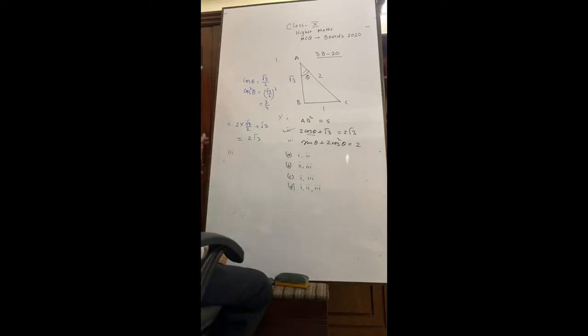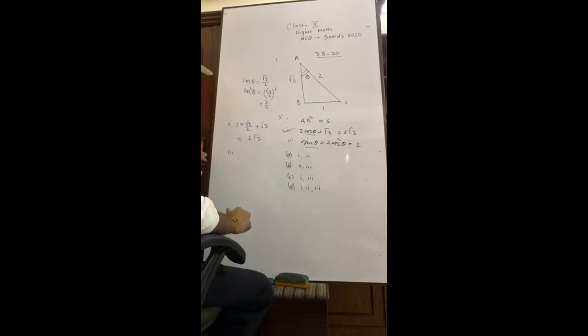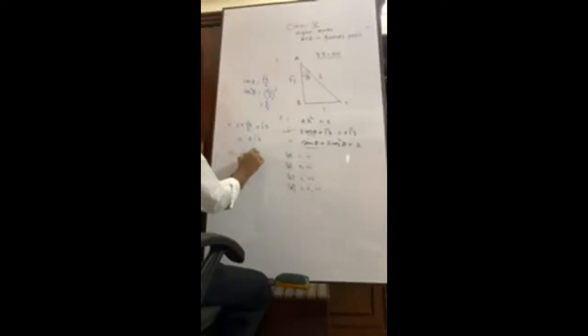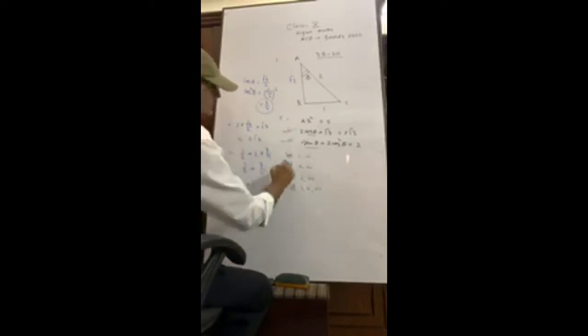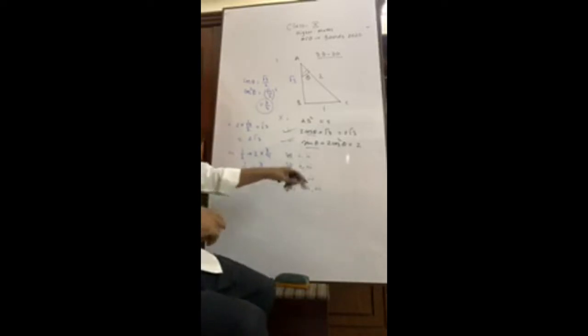Sin theta plus 2 cos square theta. Sin theta means perpendicular by hypotenuse, which is 1 by 2. And 2 cos square theta, the cos square theta was found at first, that is 3 by 4, so 2 times 3 by 4 is 3 by 2. That is half plus 3 by 2 is equal to 2. So it is also right. So our answer is 2 and 3.